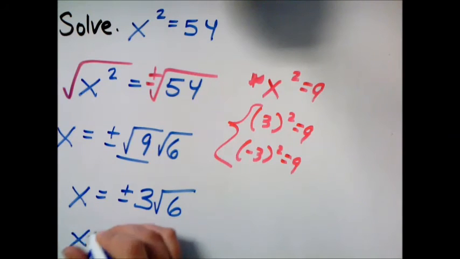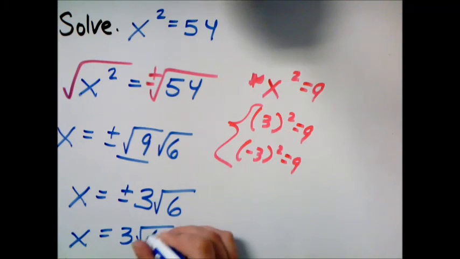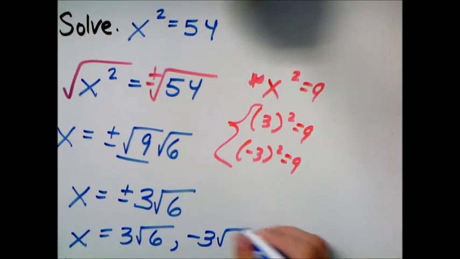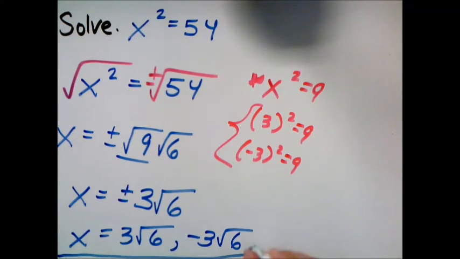And remember that technically means we have 2 different answers. 3 square root of 6 could be a solution to the original equation, and negative 3 square root of 6 could also be a solution to the original equation. Plus or minus is just a shorthand way to write that it's 2 different options.